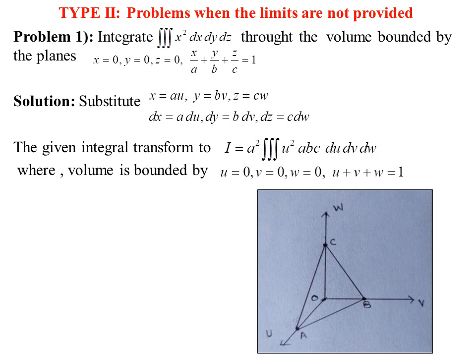When the volume is bounded by, as I told you, with the substitution, our given tetrahedron in terms of x, y, z, we are converting in the form of u, v, w. So u equal to 0, v equal to 0, w is equal to 0 and u plus v plus w is equal to 1. So for this tetrahedron we are going to integrate first with respect to w.